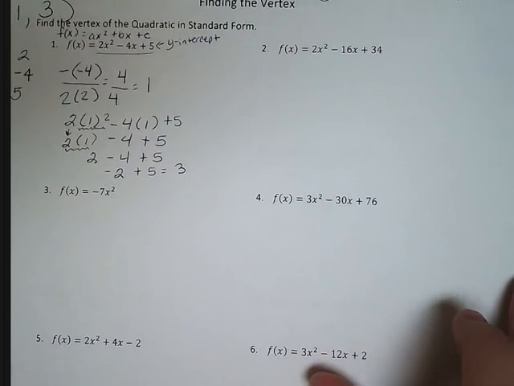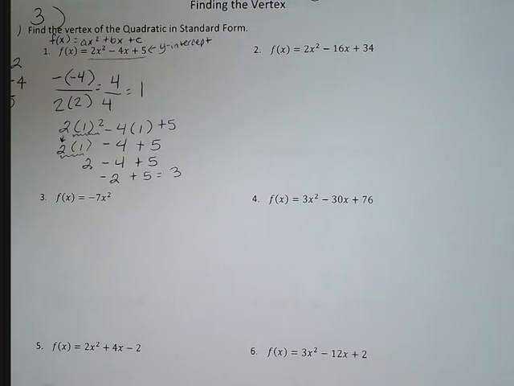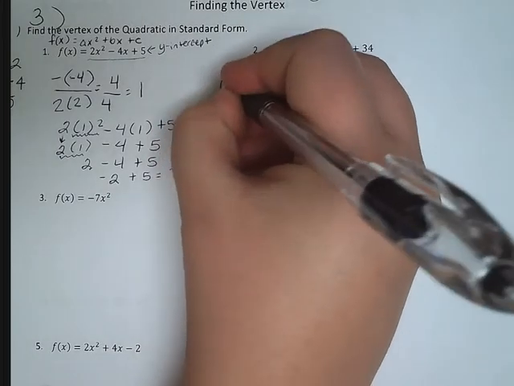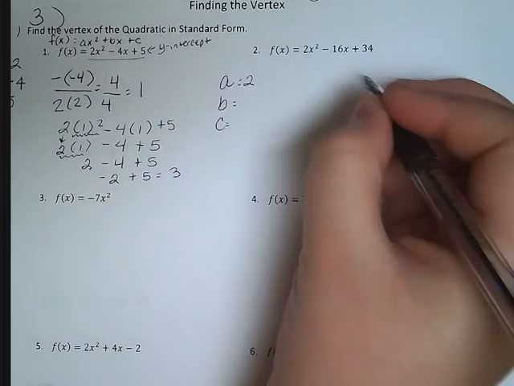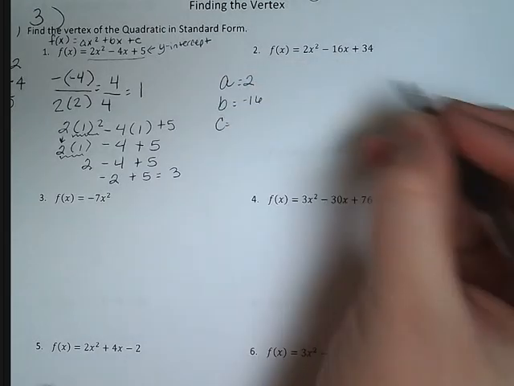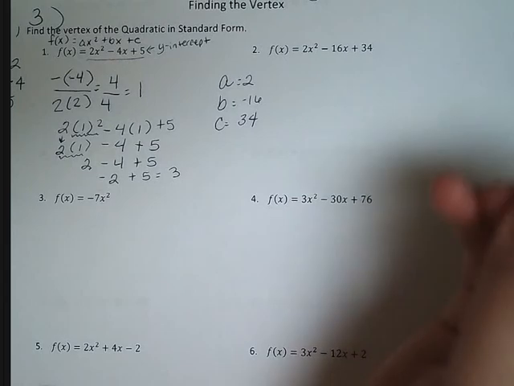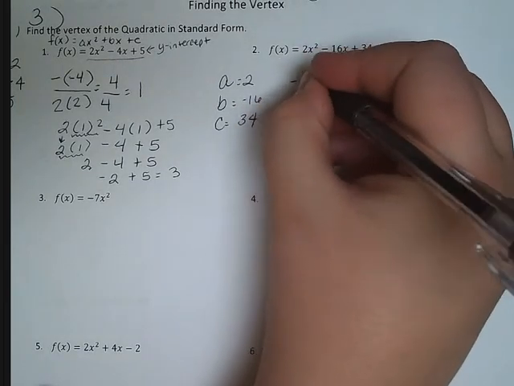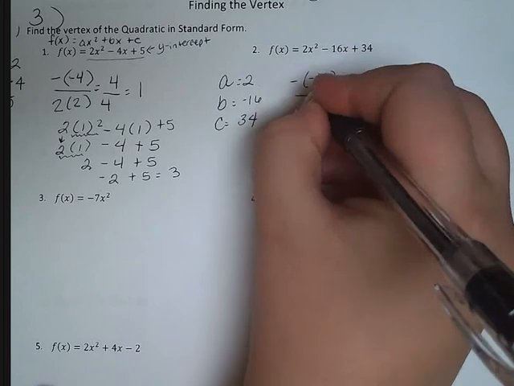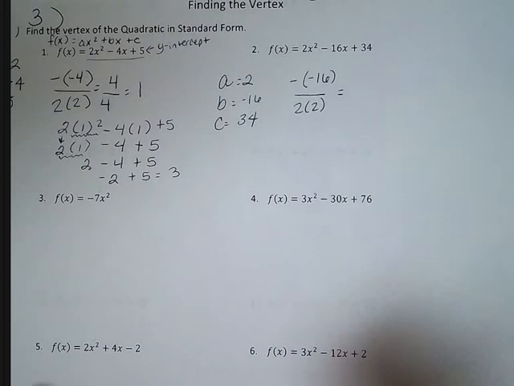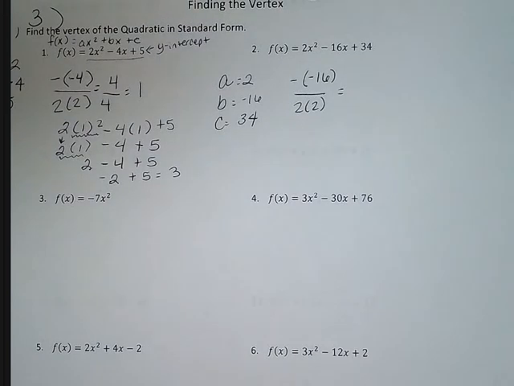So now let's look at number 2. First, you should identify your A, B, and C. A is 2, B is negative 16, and C is 34. So I'm going to plug in our negative B over 2A. So that gives me the opposite of negative 16, which gives us a positive 16.